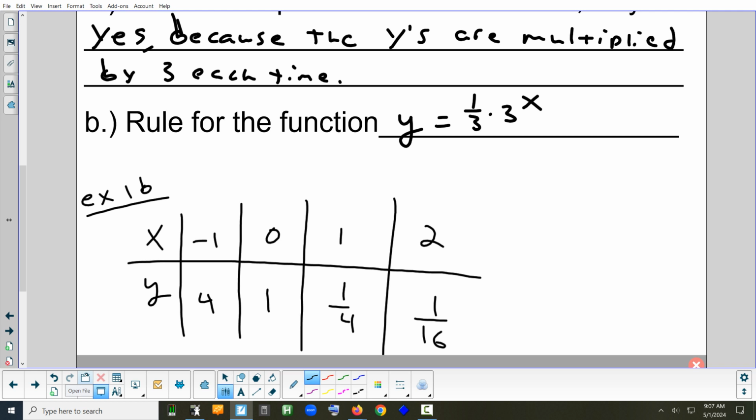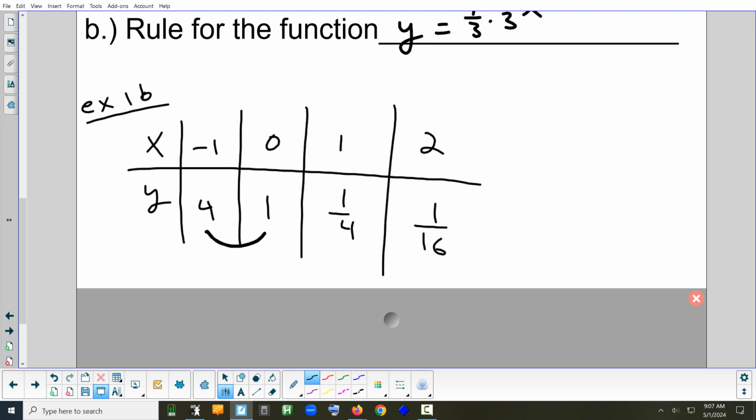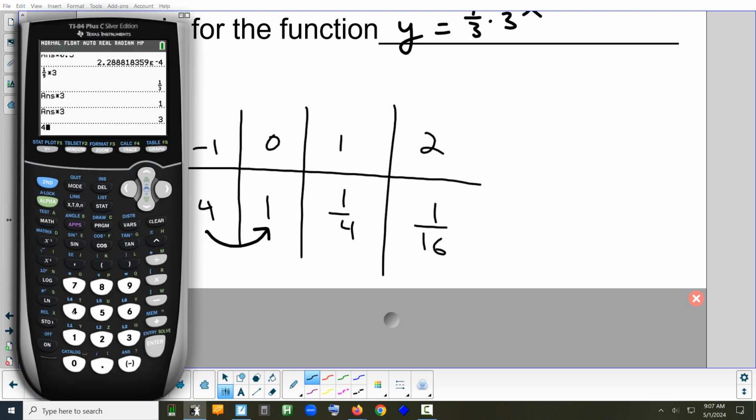All right, so what do we think about the x's? Do those go up by 1 each time? Yes. Okay, so that's good. Let's look at the pattern in the y's. Does anybody see what you can do to get from 4 to 1? Multiply by 4. Yes. If you're not sure, we can check it. Let's do 4 times, and let me put in a fraction of 1/4. Perfect. 4 times 1/4 is 1.